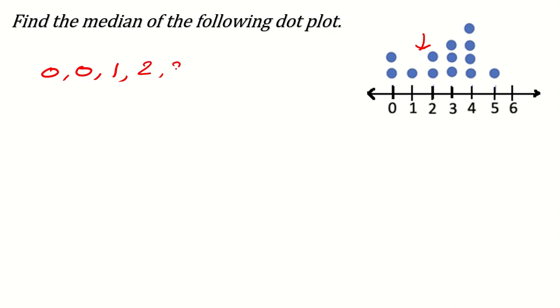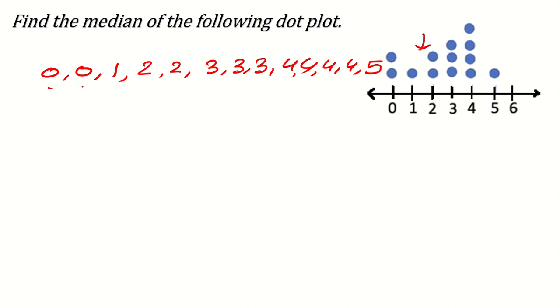So 2 will be 2 times. Then 3 will be 3 times. Then 4 will be 4 times. And then 5 will be only 1 time, because for 5 we have only 1 dot. Okay. So what is the middle number here?